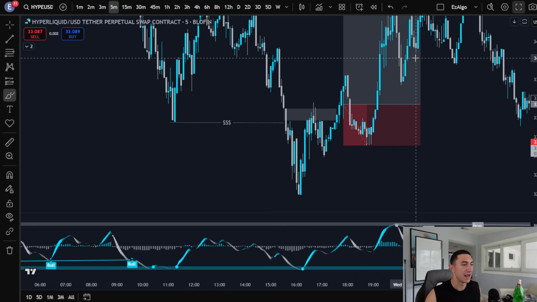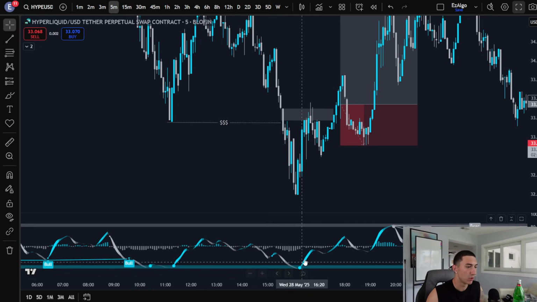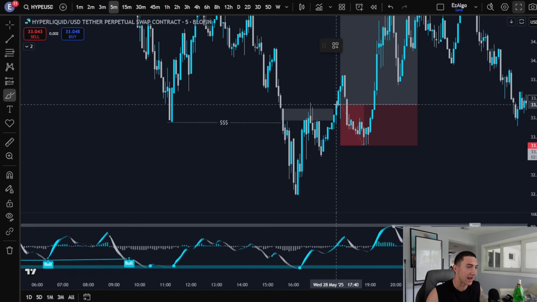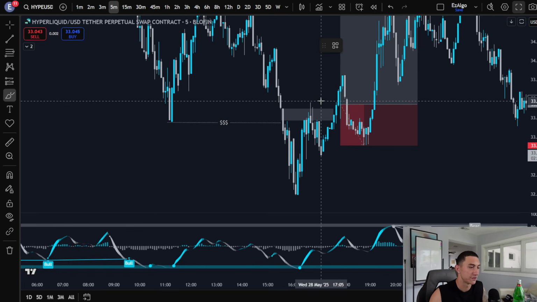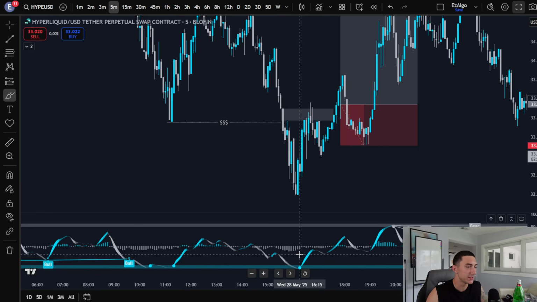And last but not least, step number 3 is I use the momentum. Okay, so I use this momentum oscillator here. I want to see a buy dot or a bullish divergence. It doesn't have to be on the exact same candle that inverse this bearish fair value gap, but anywhere within this whole manipulation move here, I want to see a buy dot.